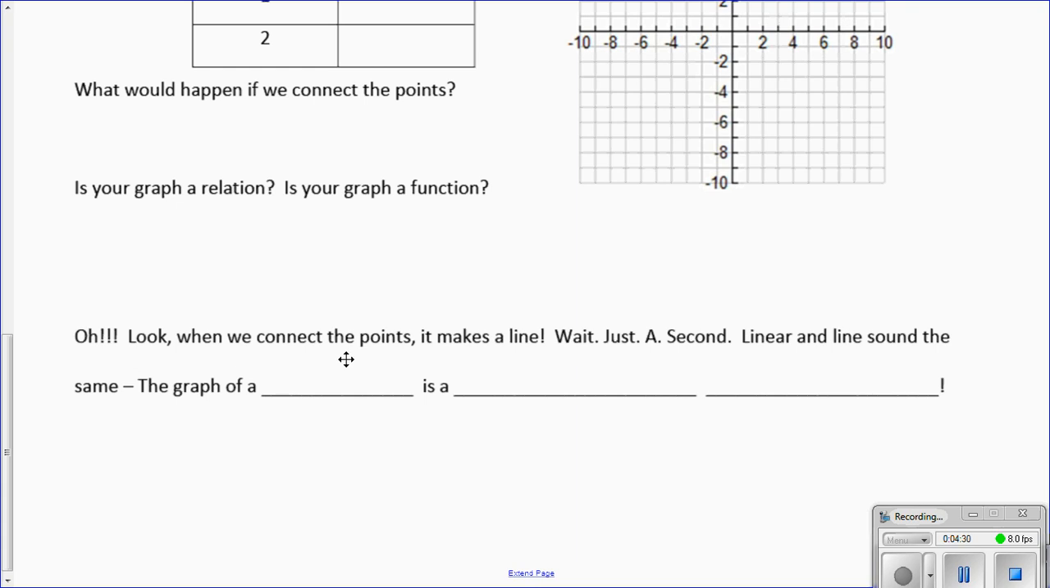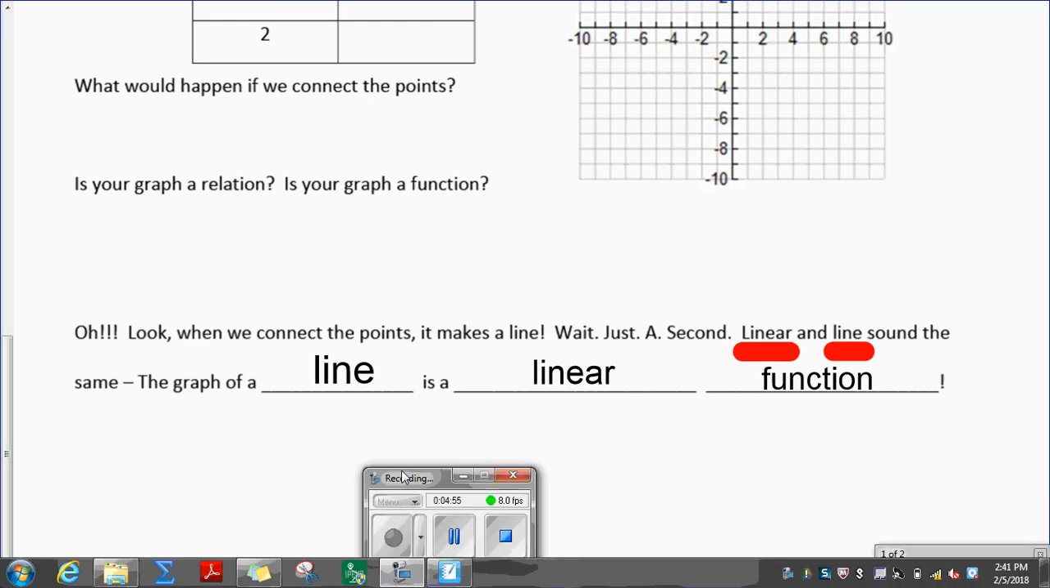Oh, look, when we connect the points, it makes a line. Wait a second. Linear and line sound the same. So the graph of a line is a linear function. So all lines are functions. Linear actually means line. Okay? So if you hear linear, it means it creates a line. Okay? And now on to the next page.